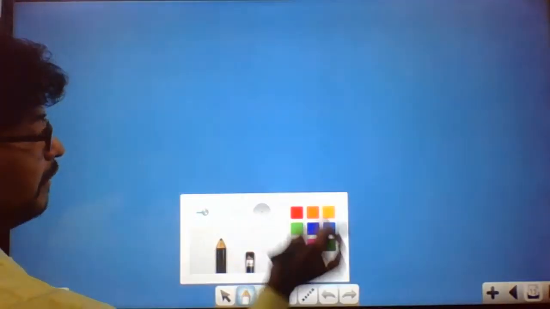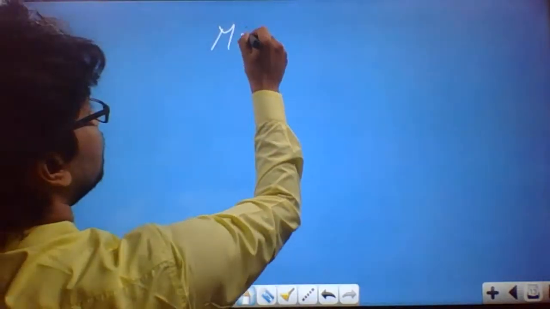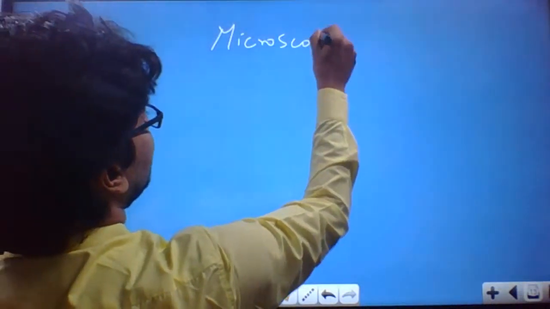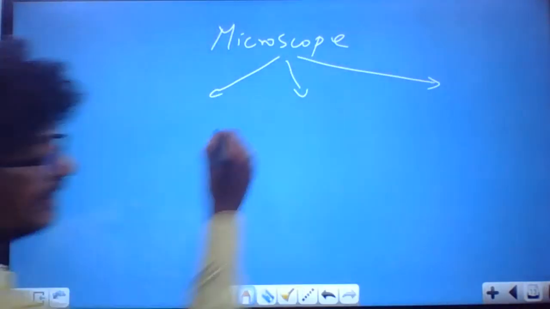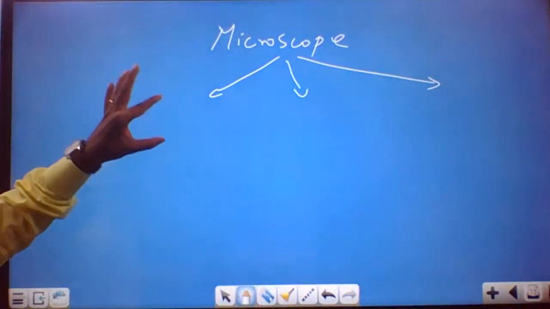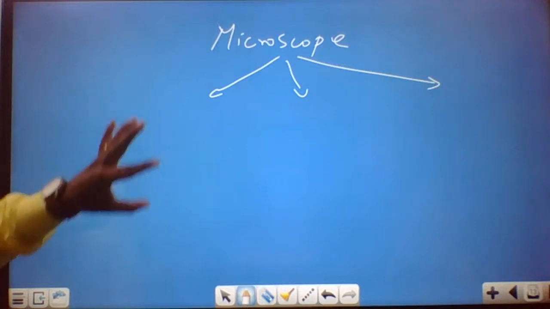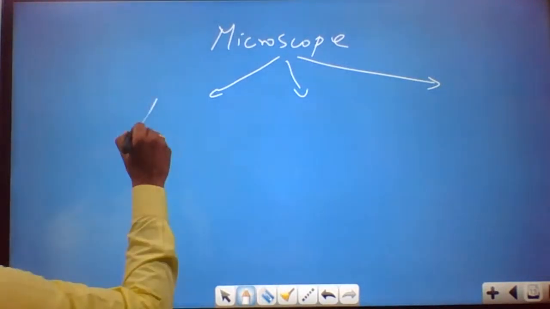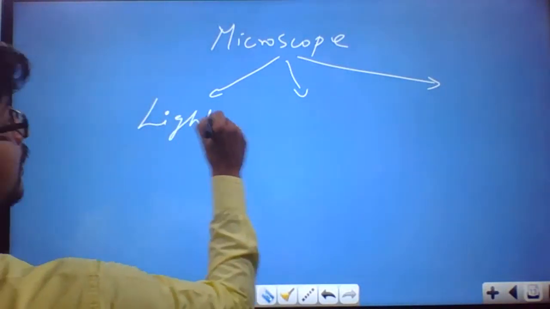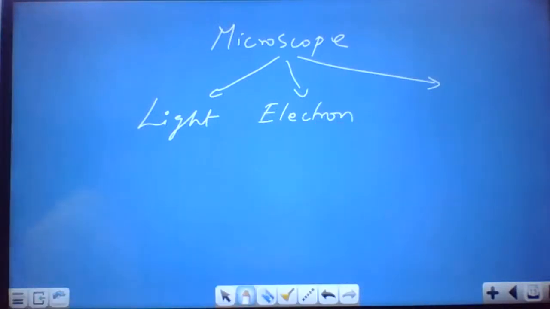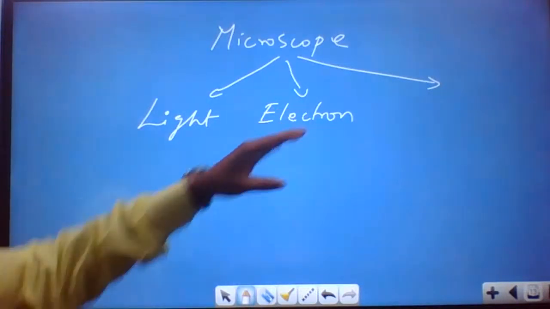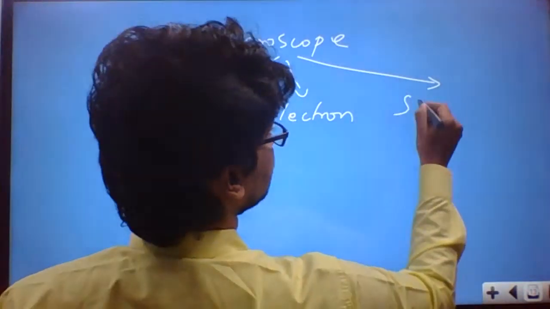So coming to the main classification of microscopes. These microscopes are generally classified into three segments. What are the three segments of the microscope? The three segments: light microscope, electron microscope, and the advanced type of microscopy that is called the scan probe microscope.